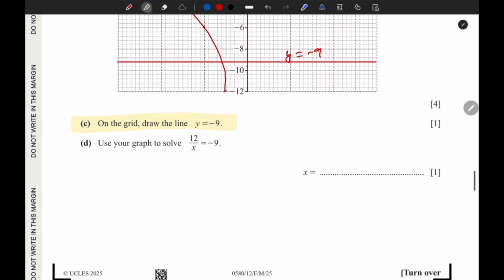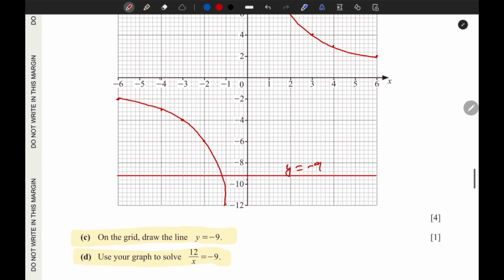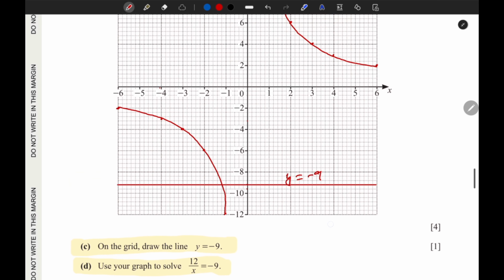Now, use the graph to solve 12 by x equals minus 9. Basically, you have to see at what point they are going to meet at the x. So if I draw the line from here, this is the meeting point.